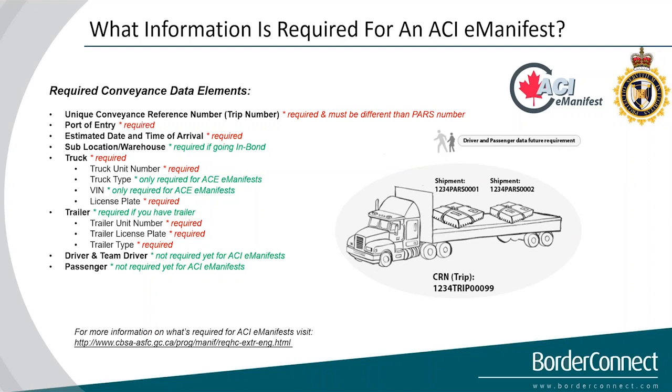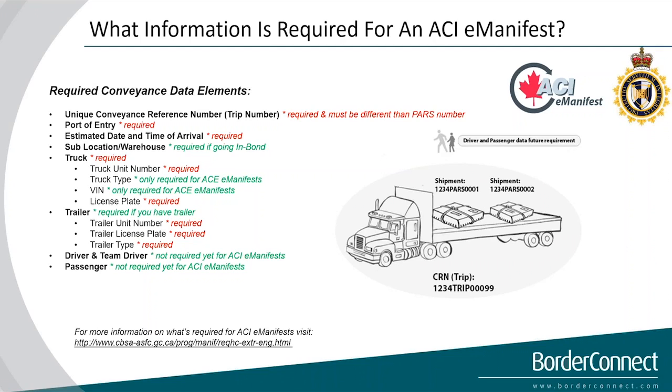Now, here's a unique little thing for ACI e-manifests. Driver and passenger information is actually not part of the transmission for ACI e-manifests. Apparently, CBSA would like to check on the driver details once the driver arrives at the border, as opposed to it being electronically sent in a manifest. So as such, you don't have to file a manifest with a driver or a passenger.